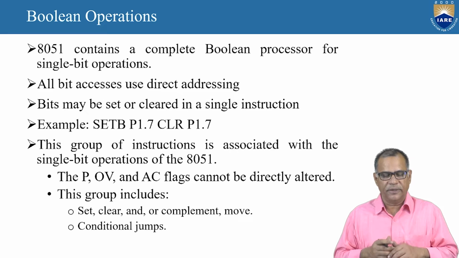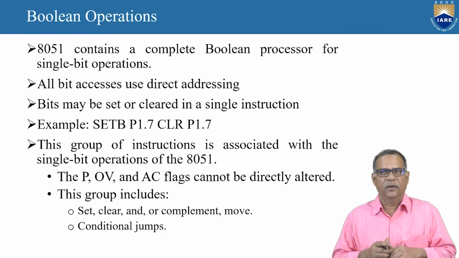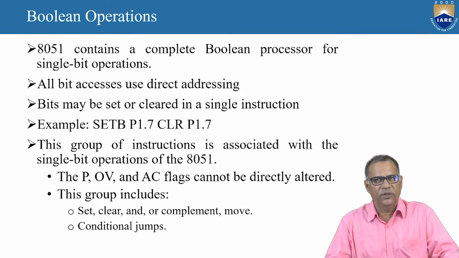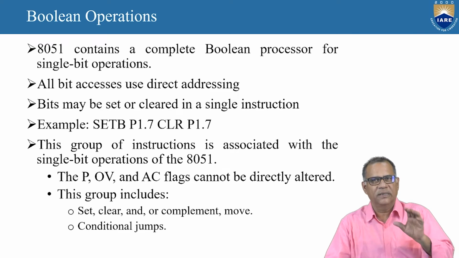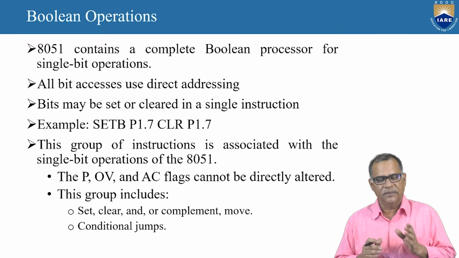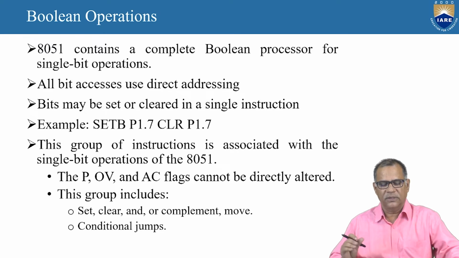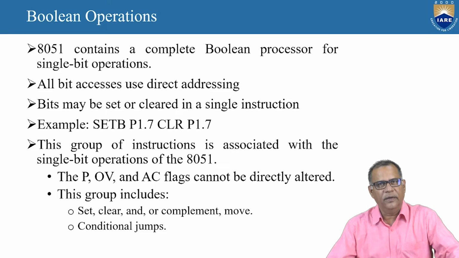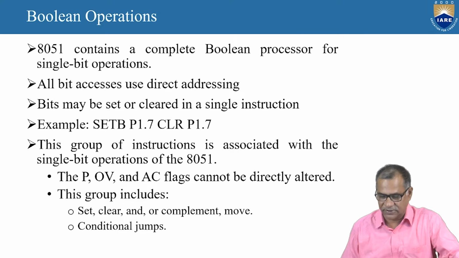Next, let us come to the Boolean operations. In Boolean operations, we use only single bits. All bit addresses use direct addressing, and bits may be made 1 or 0 depending upon the instruction, set or clear. So this group of instructions is associated with the single bit operations of the 8051. P, OV, AC: P is the parity flag, OV is the overflow flag, and AC is the auxiliary carry flag, which cannot be directly altered. This group includes set, clear, complement, or move, and you can also use conditional jumps.